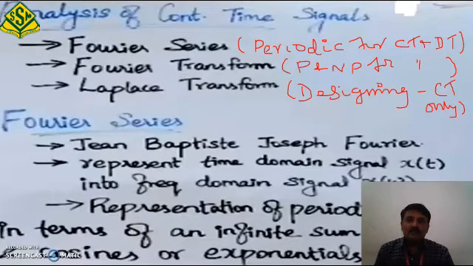Analysis of continuous time signals has subdivisions called Fourier series, Fourier transform, and Laplace transform. Fourier series is more important than the Fourier transform and Laplace transform. That is the initial topic we have in the second unit. So, representation of periodic signals, since we are focusing only on periodic signals, in terms of an infinite sum of sines and cos or exponentials, we can say.